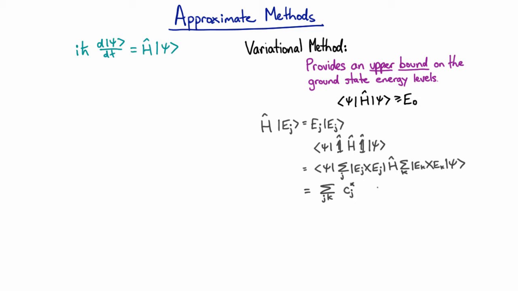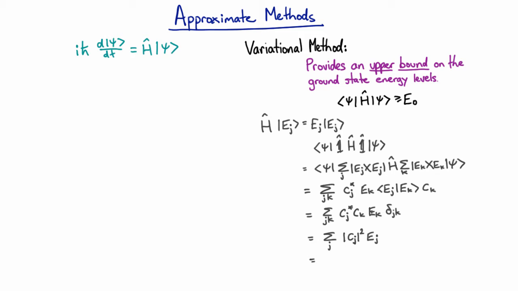H acting on this is going to give us out an Ek, and this is going to give us a Ck. So this is the definition of Ck, and so that's Cj star. Now the inner product between two orthonormal states is the delta function, which means we can get rid of one of these sums, and so it's just the weighted sum of the energies, as we'd expect, weighted by the probability of having that energy in that state.